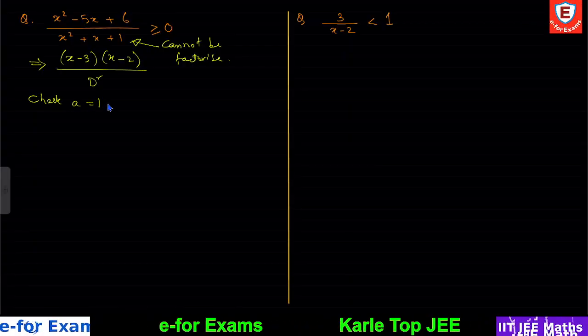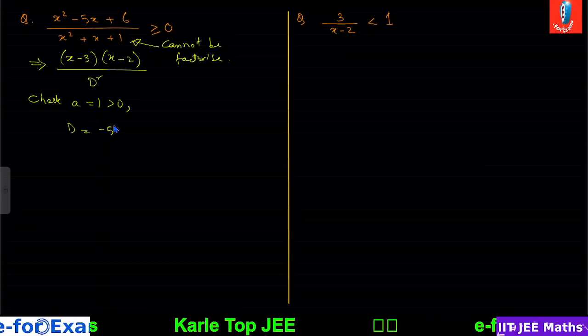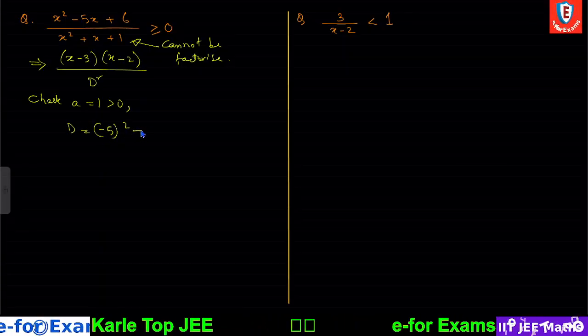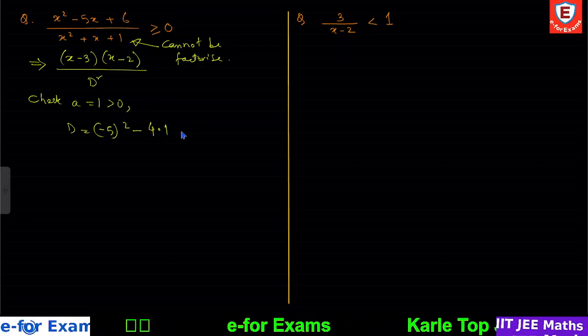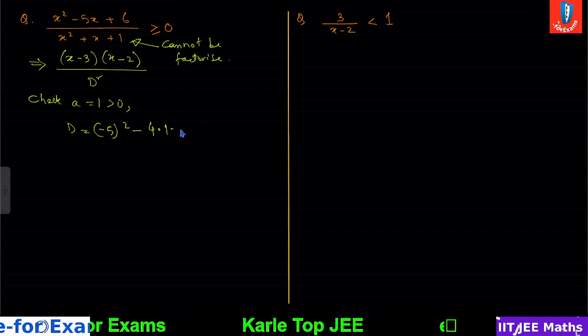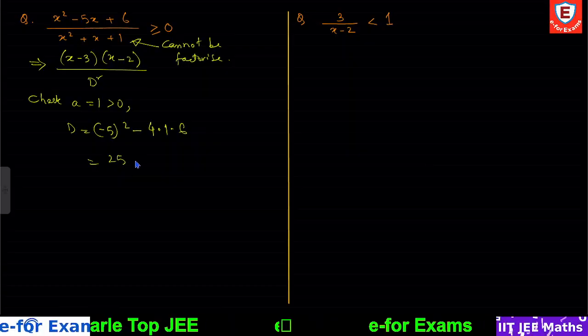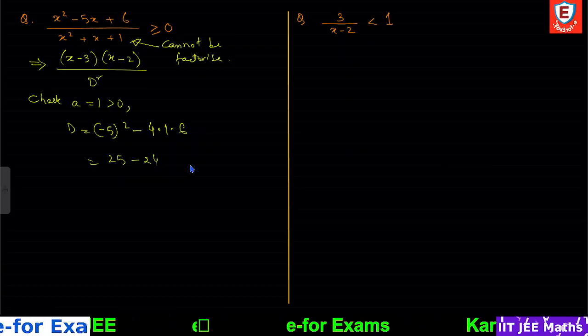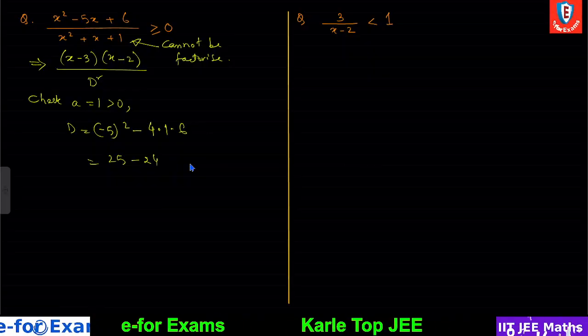A equal to 1 greater than 0. B equal to minus 5, whole square. B square minus 4ac means 1 into C, which is 6. 25 minus 24, which is negative, right?